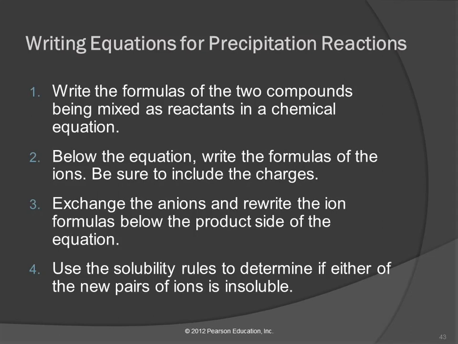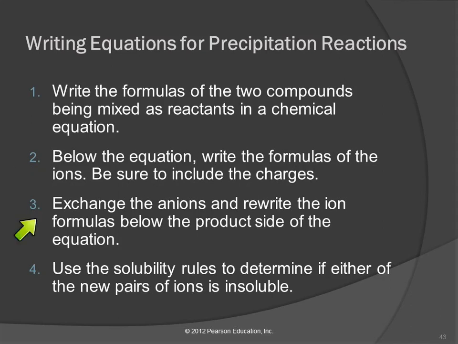So we need to learn how to write equations for precipitation reactions. We'll go through all these steps and then we'll do some examples. We write the formulas of the two compounds as the reactants in a chemical equation, and then below that we're going to write the formulas of the ions. Be sure to include the charges. Sometimes we reverse these steps. If they give us a name instead of a formula, we'll write the ions and then the formula.